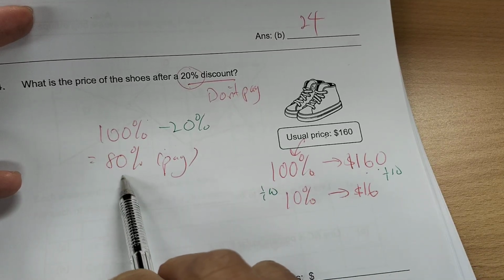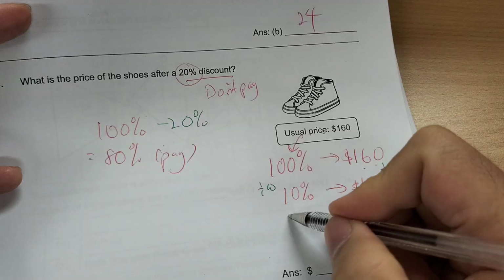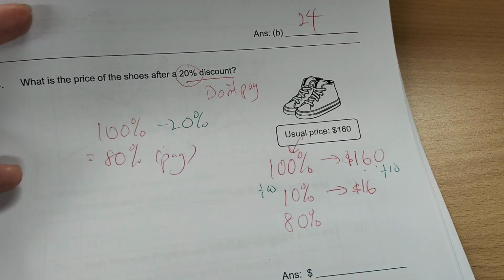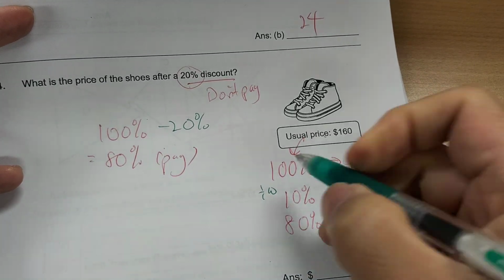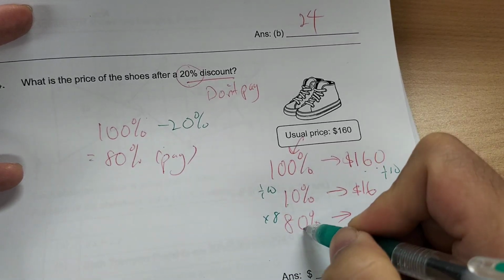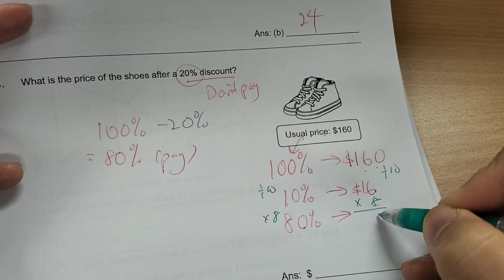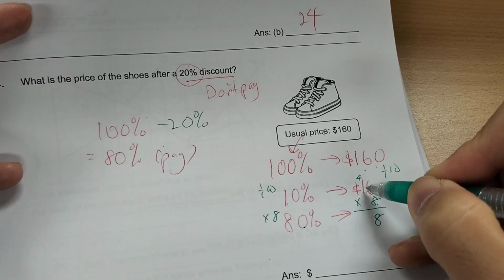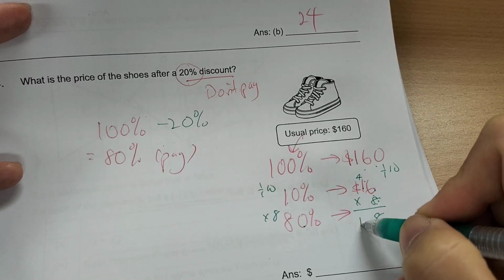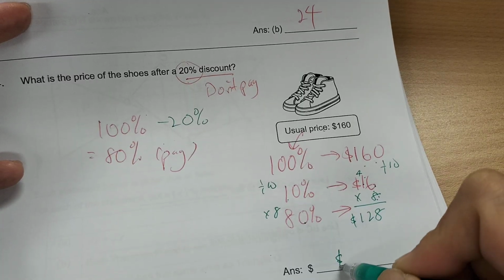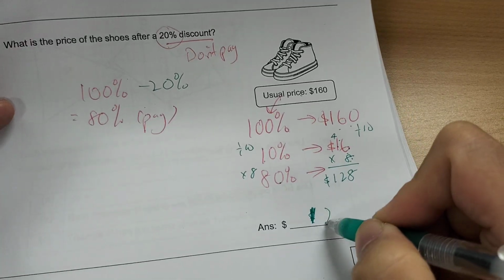80% is what a person needs to pay after the discount. So 80%, I have my 10 times 8 is 80. So 16 times 8. 6 times 8, 48. 1 times 8 is 8 plus 4, 12. So that will be $128.